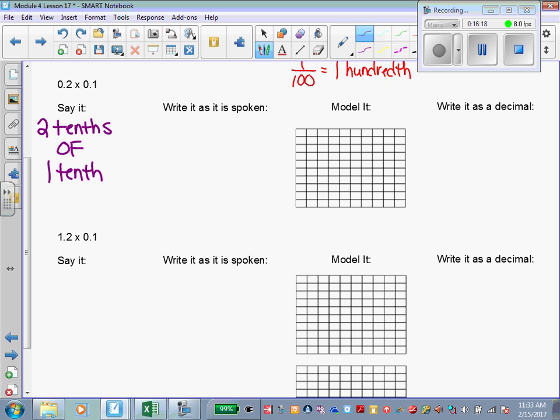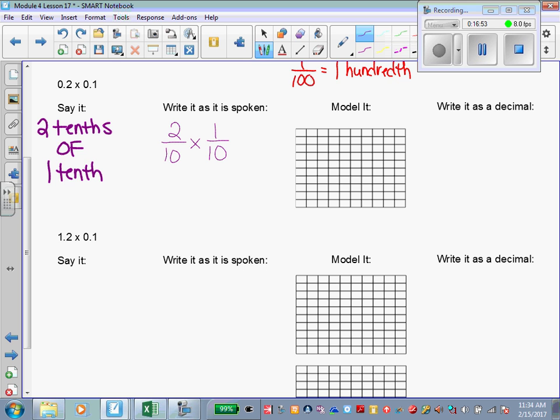All right, now I want to write it as I just said it. 2/10 of 1/10 would be written how, Cameron? 2/10 times 1/10. Do you have a question? Okay. All right. I don't want to solve it here. You might choose to solve it here, but I don't want to solve it here. I want to move on to the model first.